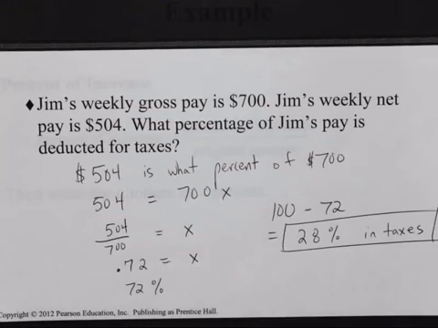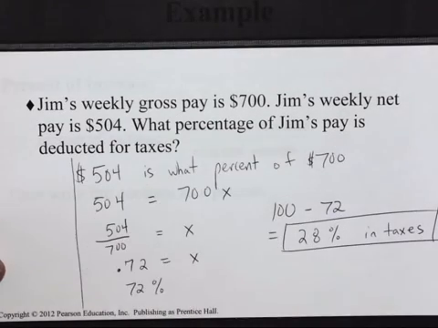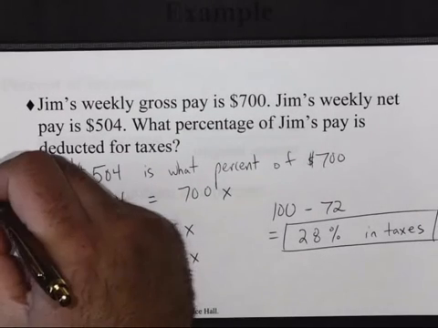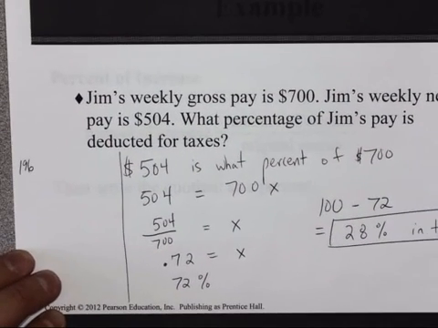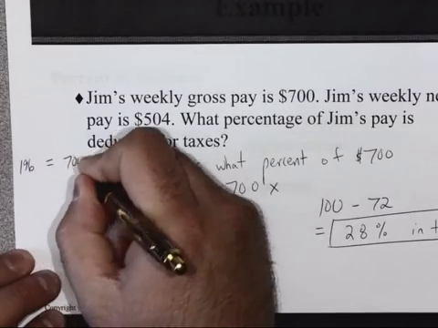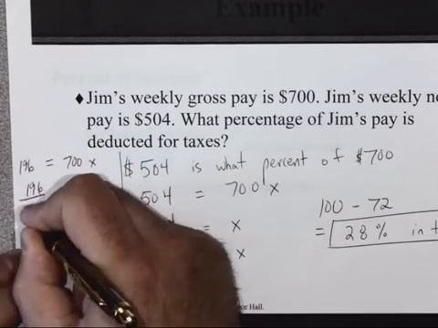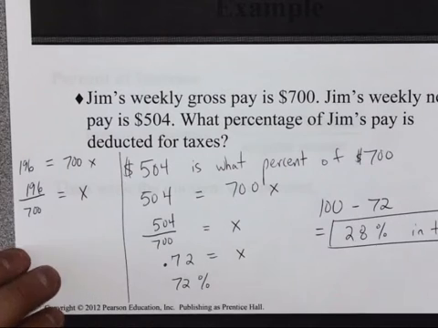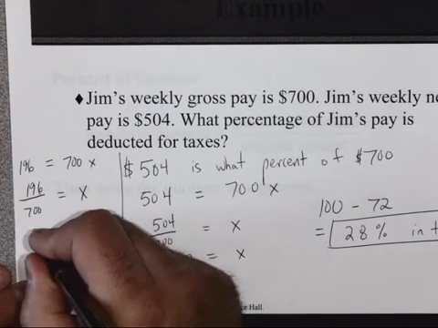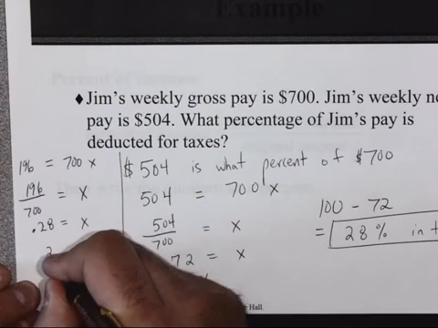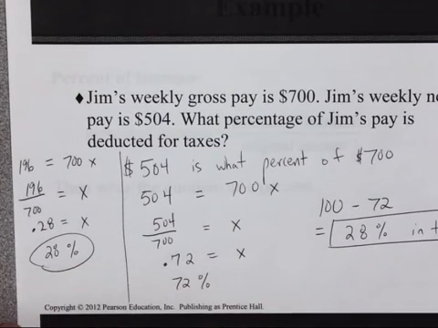Another way we could have done the problem is we could have actually subtracted 700 and 504 to figure out how much he does pay in taxes. So 196 is how much he pays in taxes. So we could have done 196 equals 700x and get 196 over 700, and then that'll give us 0.28, which is 28%. So really, you could have done this problem either way.